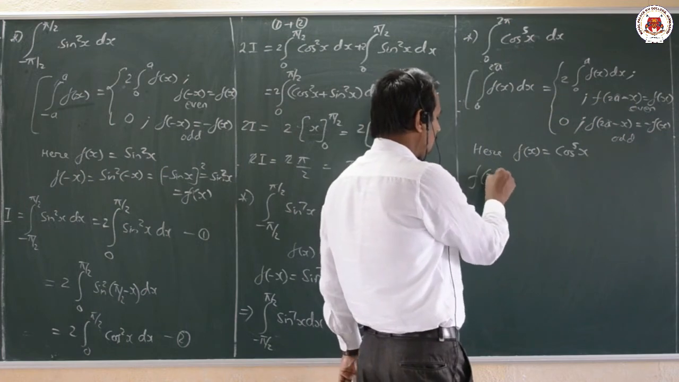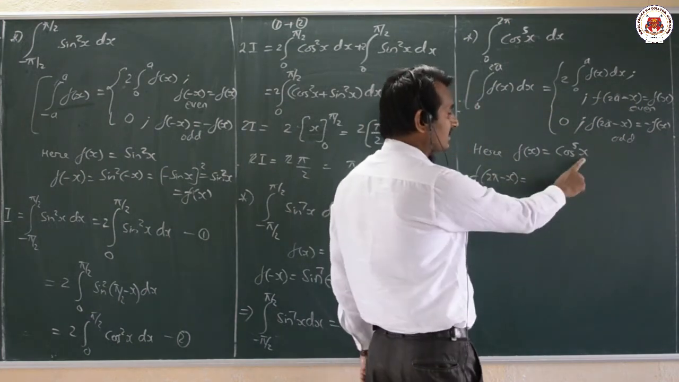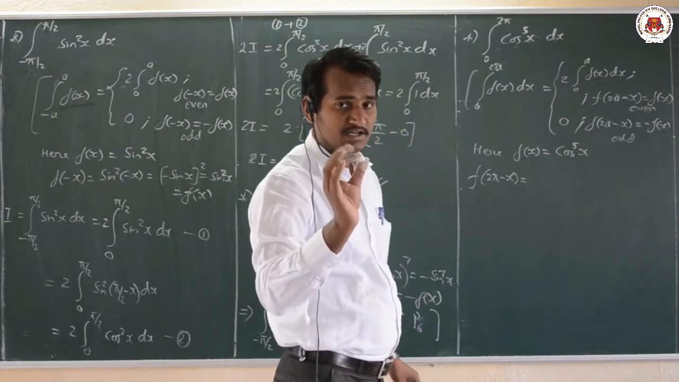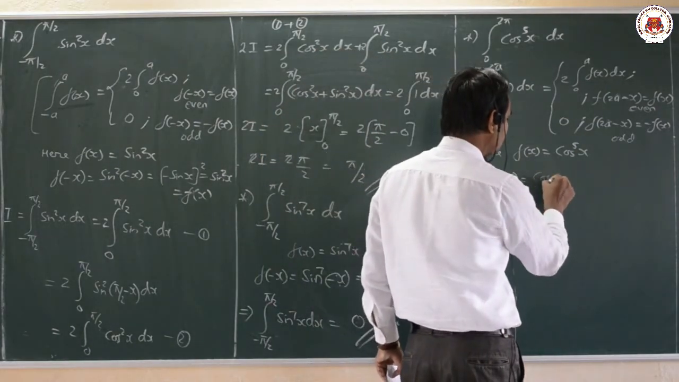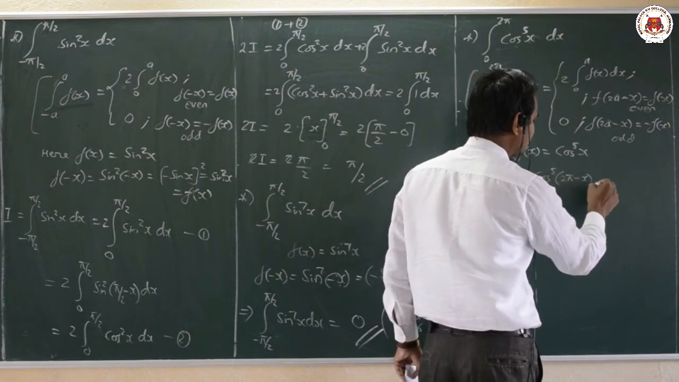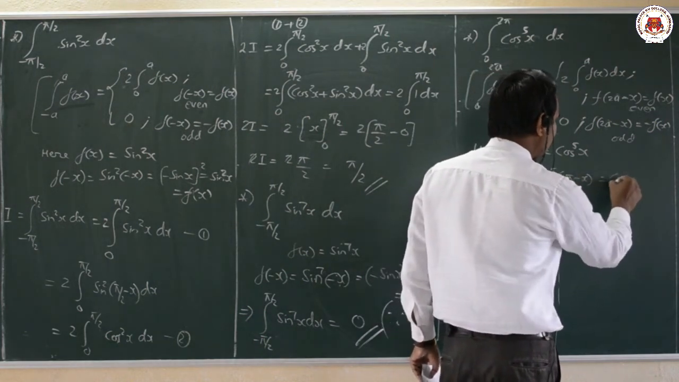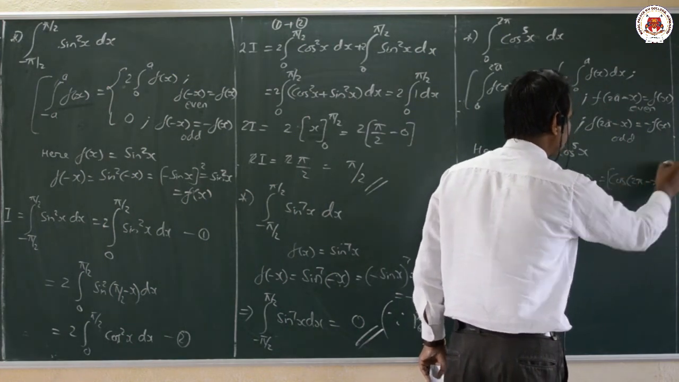f(2π − x) equals, in the place of x, only wherever you have x, not in the constant, only in the variable. What is the variable here? That is cos to the power of x, that is 2π − x. Now can I write it as cos(2π − x) whole to the power of π?